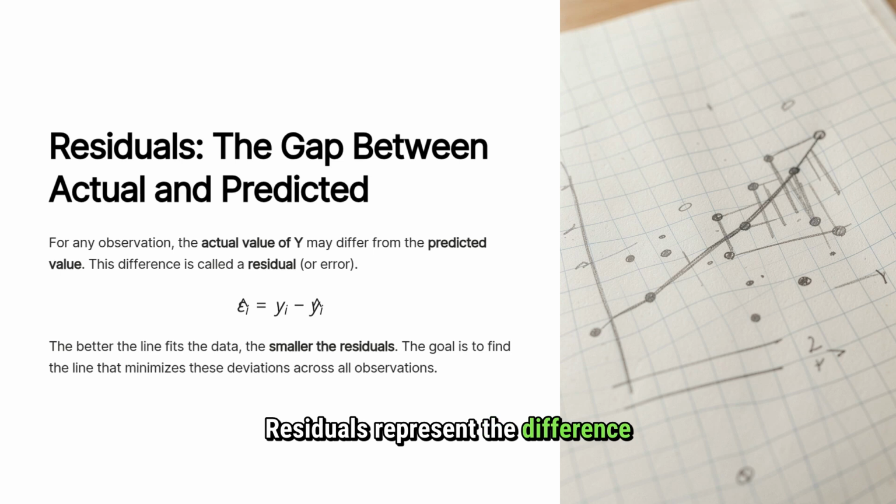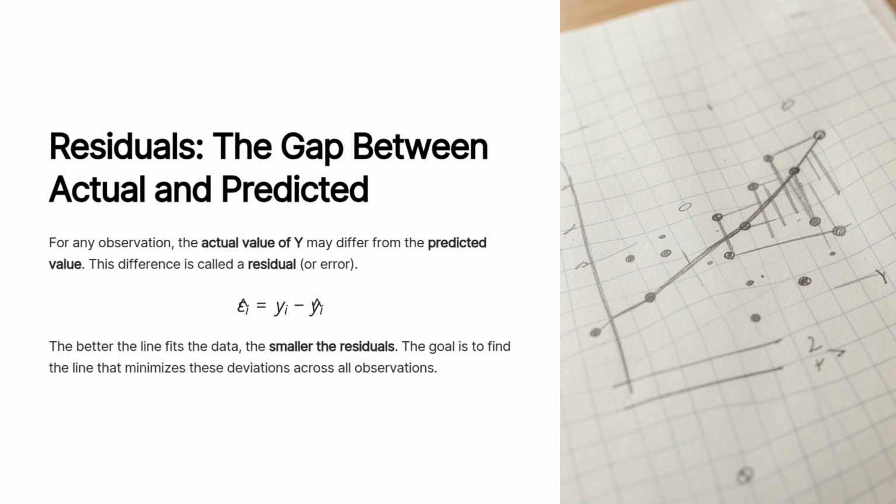Residuals represent the difference between actual and predicted values for any observation. If the residual is 0, the predicted value matches the actual value perfectly. A positive residual means the actual value is higher than the predicted value, while a negative residual means the actual value is lower than the predicted value.